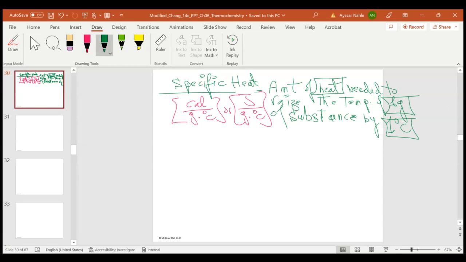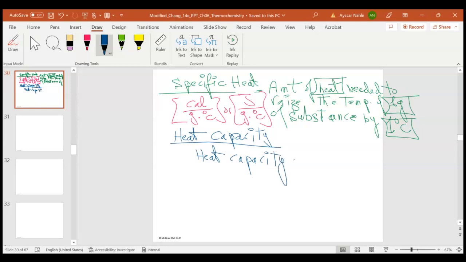The other term I'm going to talk about is the heat capacity. That's another term here. Heat capacity, all right? In the textbook, they give it a symbol. Specific heat, they give it a symbol. I'm not going to give symbols. I write it as specific heat. I write it as heat capacity. Now, what is the heat capacity?